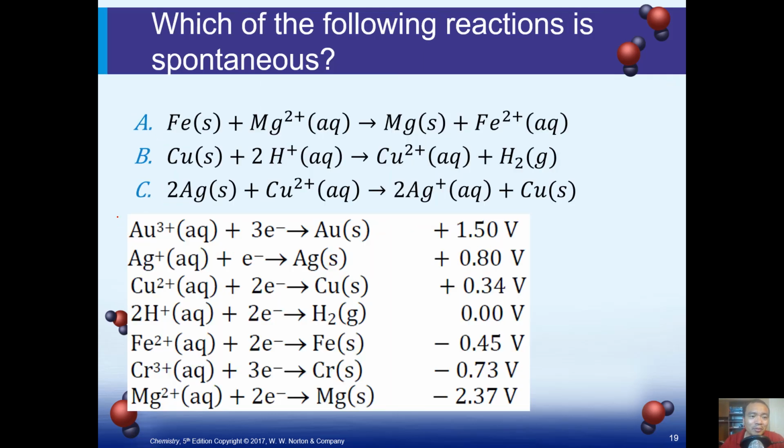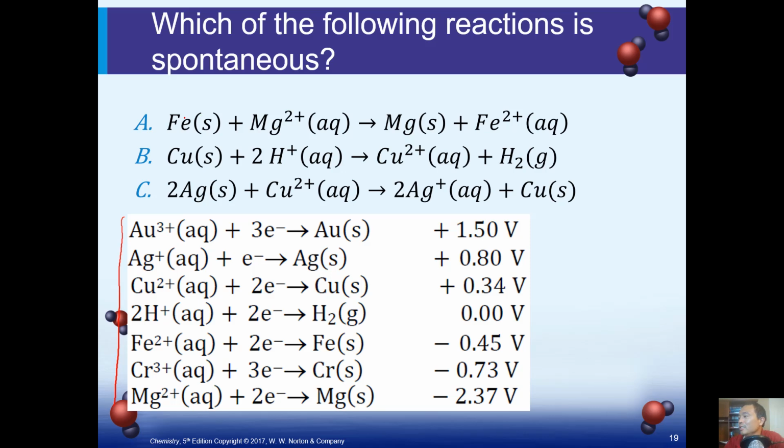Let's look at one more application. Which of the following reactions is spontaneous? So we give you a series of reduction potentials over here. Which of the following reactions will be spontaneous? The first reaction, we're going to compare how the reaction is going to happen.